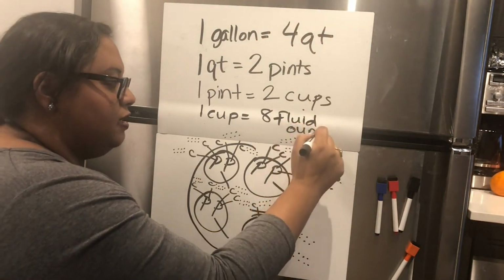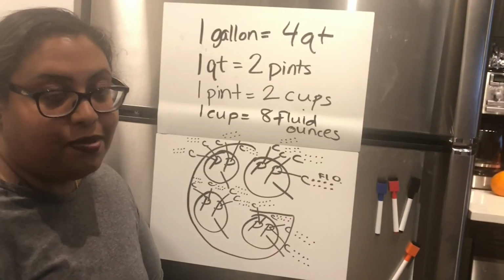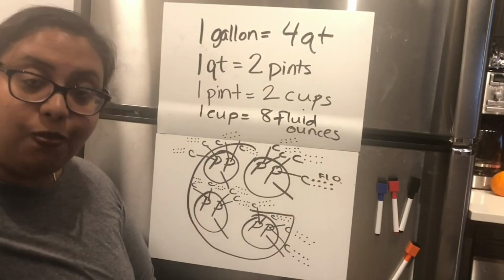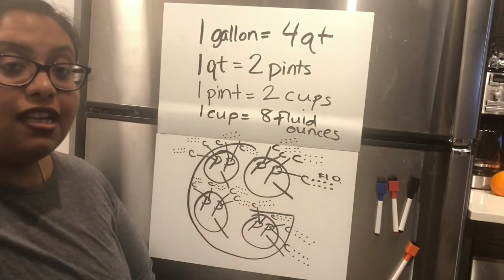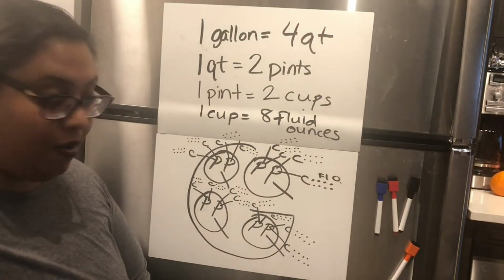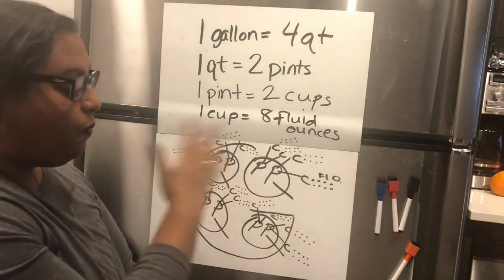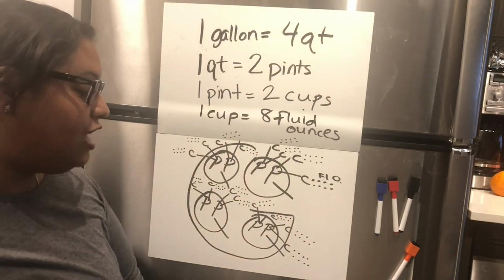And a fluid ounce is different than just a regular ounce. A regular ounce is used to measure weight, and a fluid ounce is talking about capacity and how much liquid something can hold. So now here is our gallon man, and when you have any questions in terms of the gallon man, all you have to do is think about it.